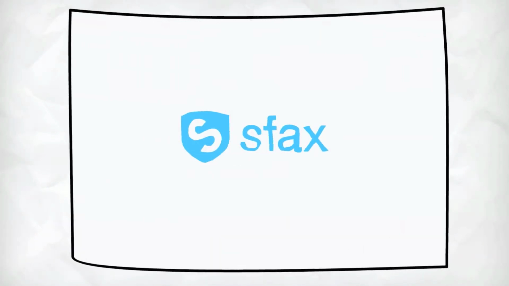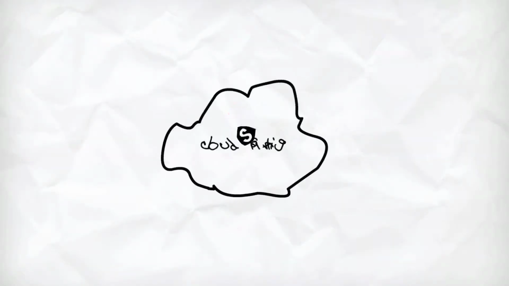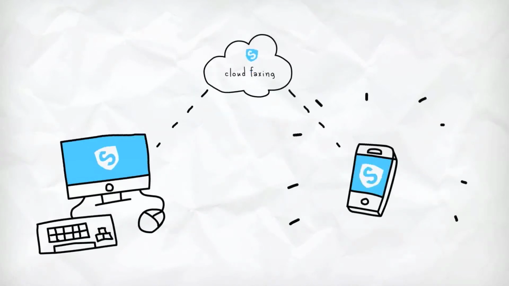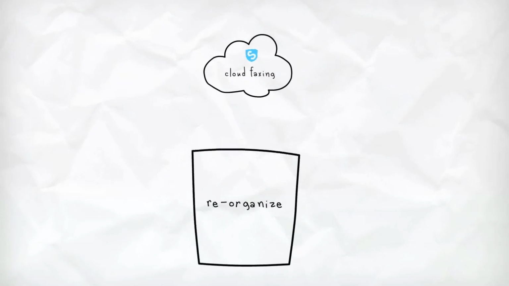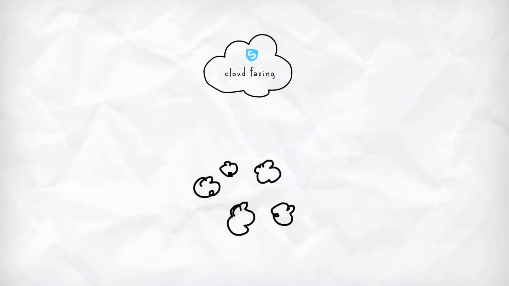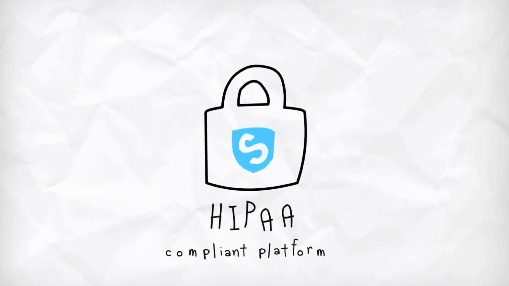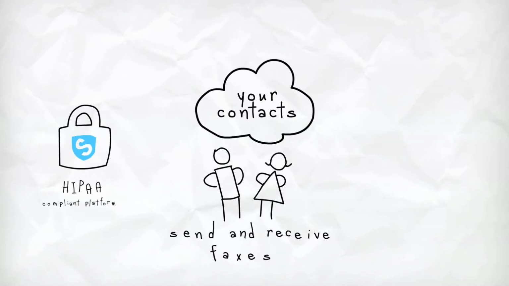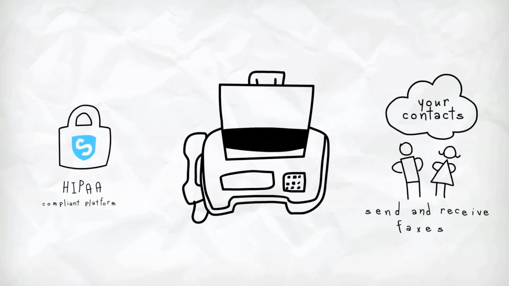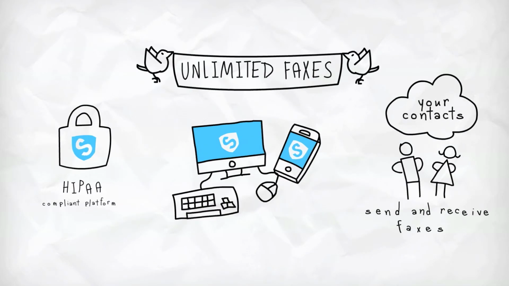Introducing Sfax, powerful, easy-to-use cloud faxing from your computer or mobile device. Manage your contacts and groups, reorganize and annotate pages, digitally sign and send in just a few clicks. Our secure, HIPAA-compliant platform effortlessly handles your faxing. Your contacts send and receive faxes as normal. And unlike manual faxing, there's no limit to the number of faxes you can send and receive at one time.